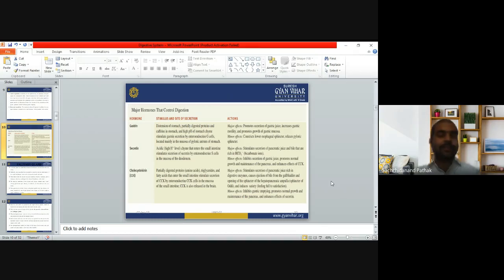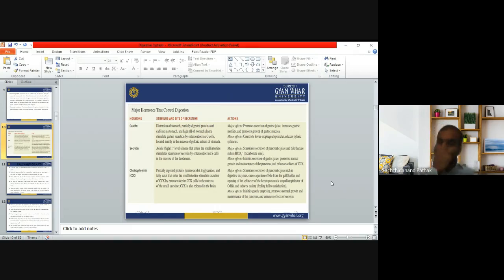Secretin is there. The acidic chyme that enters the small intestine stimulates the secretion of secretin by the enteroendocrine S cells. What will be the function of secretin? Stimulate the secretion of pancreatic juice and bile that are rich in bicarbonate.